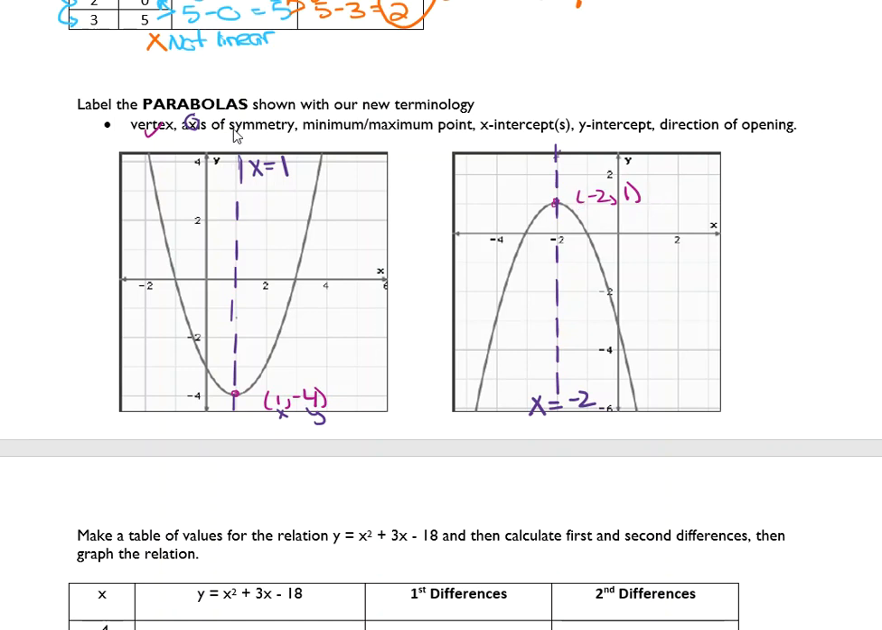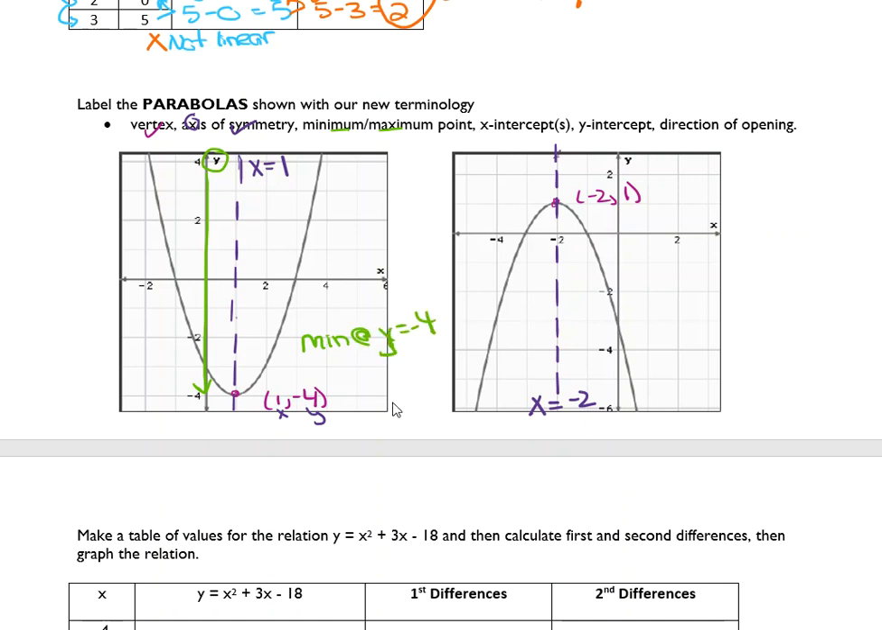So that takes care of the axis of symmetry. Now we want to talk about the maximum minimum. First of all, you have to decide, is it a maximum or is it a minimum? On the first graph here, is the vertex the maximum or the minimum? It's the minimum. And for the minimum, we're always talking about the y value there. So the minimum value that this parabola is ever going to hit is -4. It's not going to get any lower than that. So we have a minimum at y equals -4.